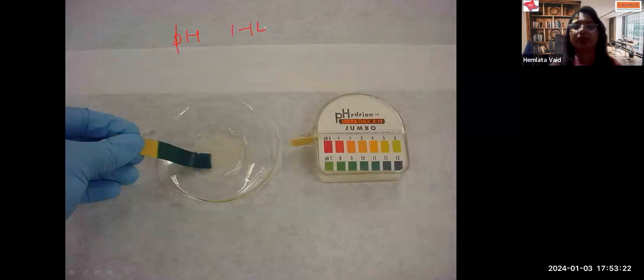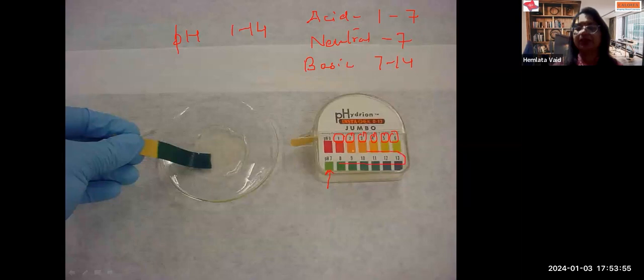The substances which are acidic in nature will have pH 1 to 7. The basic substances will have pH 7 to 14. And the neutral substance will have pH exactly 7. So you can read here, it shows pH 1, 2, 3, 4, 5, 6. These are all acidic in nature. This is 7. This is neutral. Then 8, 9, 10, 11, 12, 13. These are all bases. So this color change will let you know.